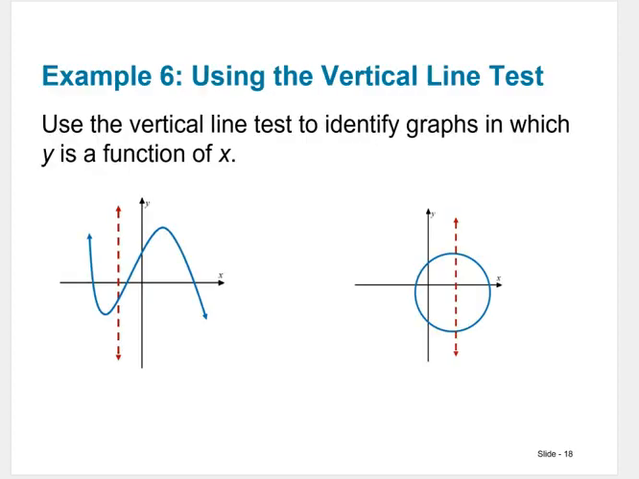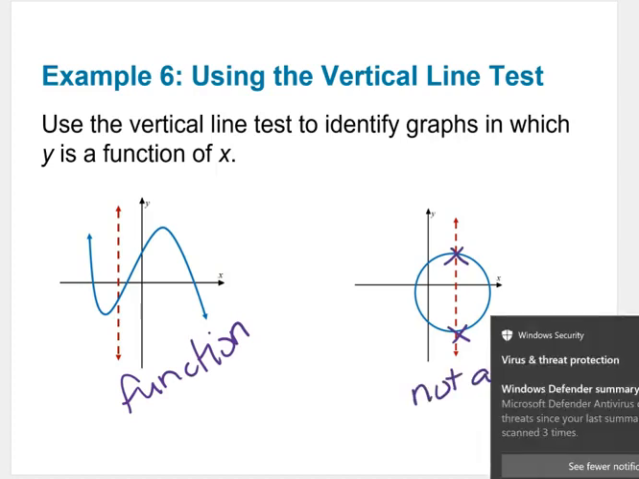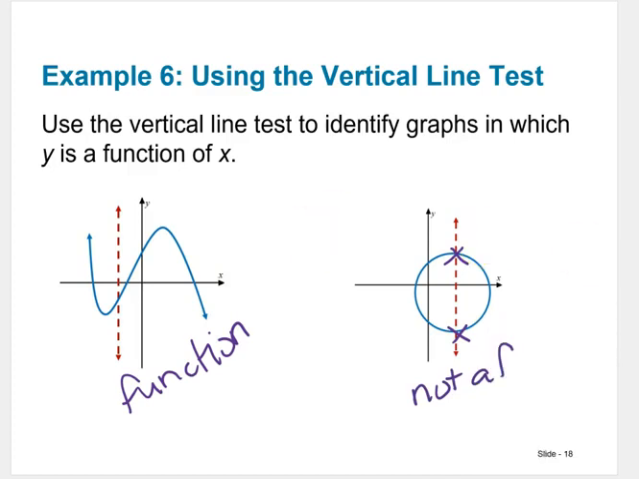Notice in this first graph on the left, no matter where I draw that vertical line, it's only going to hit one time. So this one is a function. But the one on the right is a circle. If I draw a vertical line, it's going to hit once here and once here. No matter where I draw it, it's going to hit twice. So that is not a function. Sorry for the pop-up there. Not a function. So the vertical line test is very simple, very straightforward, very easy.